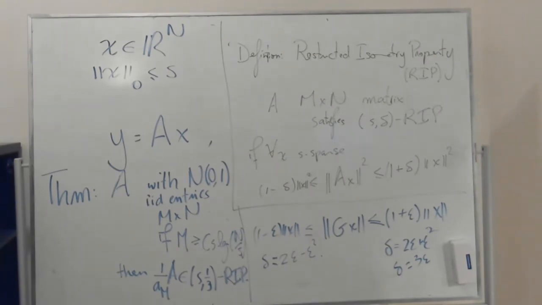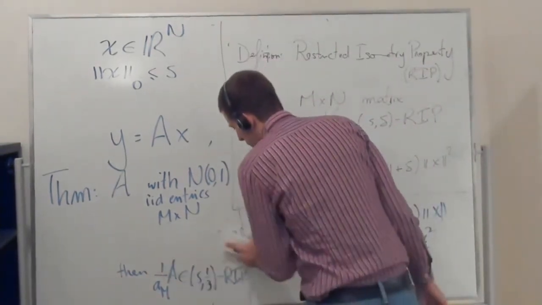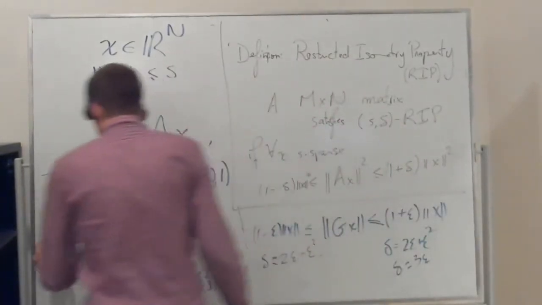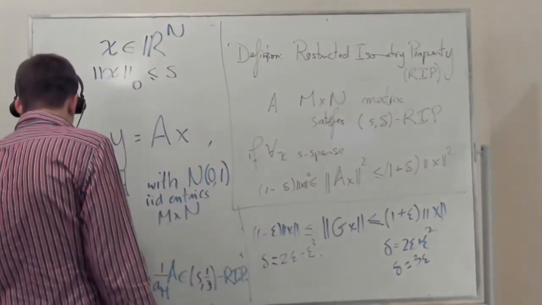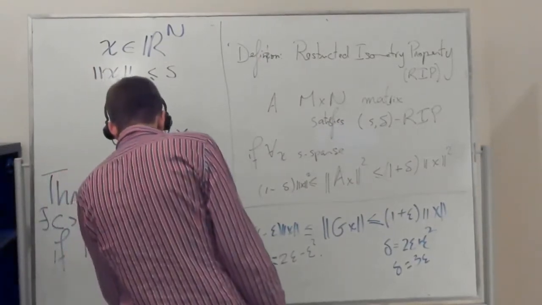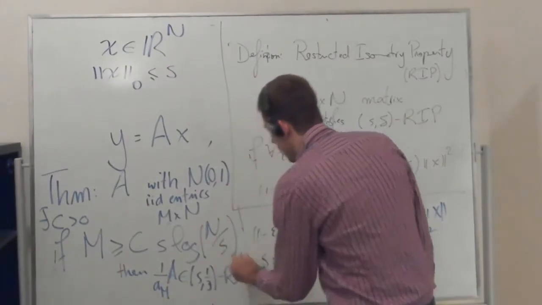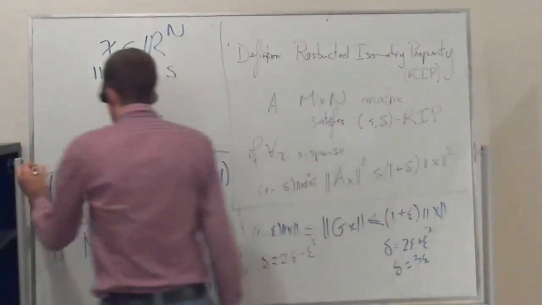Okay, so immediately this gives us a way of building RIP matrices. There exists a universal constant C such that if M is bigger or equal than C S log(n/S), then this random matrix satisfies the restricted isometry property. Okay, this is sort of a central statement in compressed sensing.